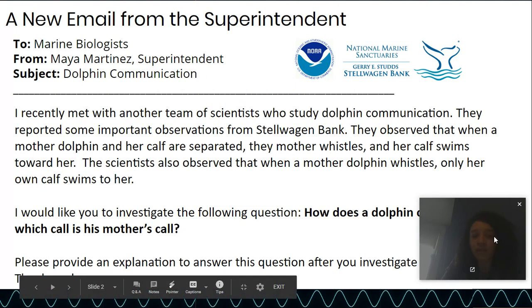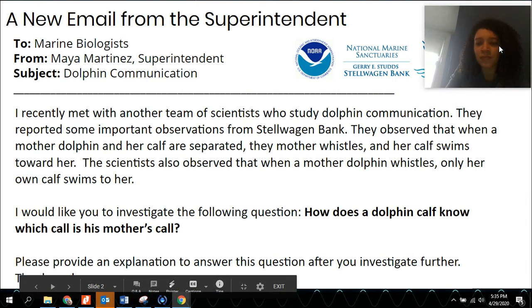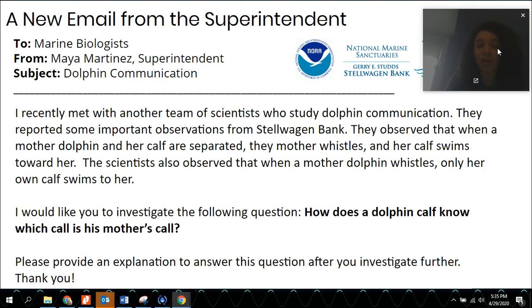Now, I would like to investigate the following question. How does a dolphin calf know which call is his mother's call? Please provide an explanation to answer this question after you investigate further. Thank you. Okay, so that's the question we're going to be trying to figure out throughout this chapter.